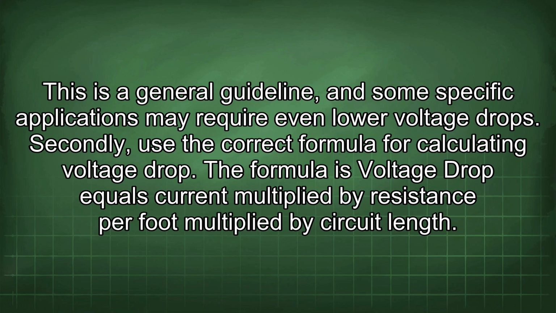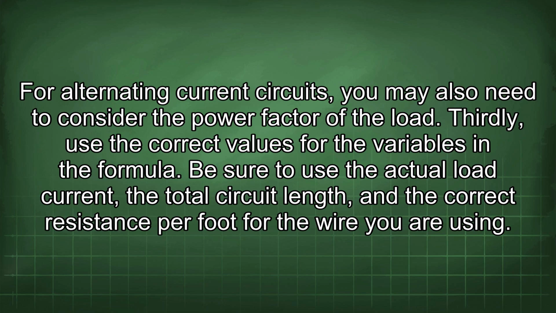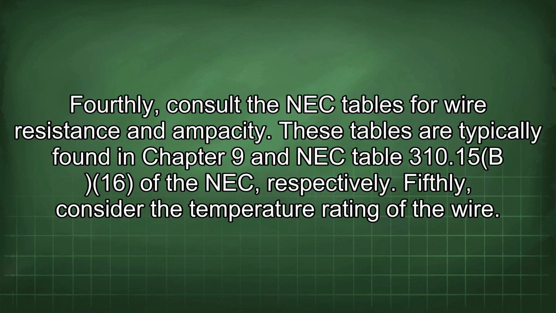The formula is voltage drop equals current multiplied by resistance per foot multiplied by circuit length. For alternating current circuits, you may also need to consider the power factor of the load. Thirdly, use the correct values for the variables in the formula. Be sure to use the actual load current, the total circuit length, and the correct resistance per foot for the wire you are using. Fourthly, consult the NEC tables for wire resistance and ampacity.